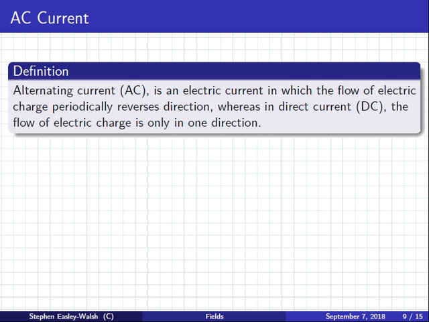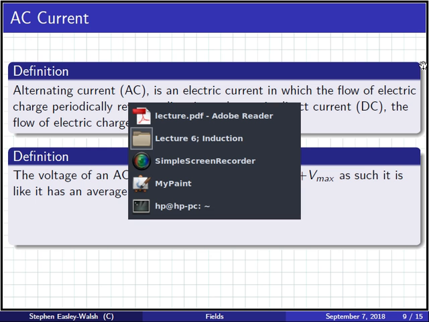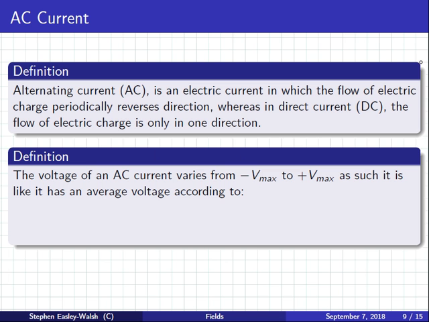Are these words you've heard before? Yeah. Now, with the alternating current, the voltage varies between a min and a max. And as such, it has an average voltage. So, okay, let's have a look here. So if we look at the graph here, there's time, and there's voltage.